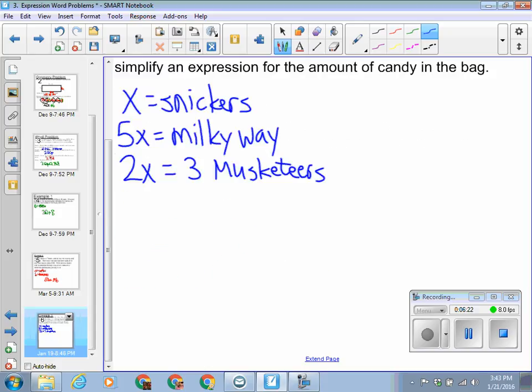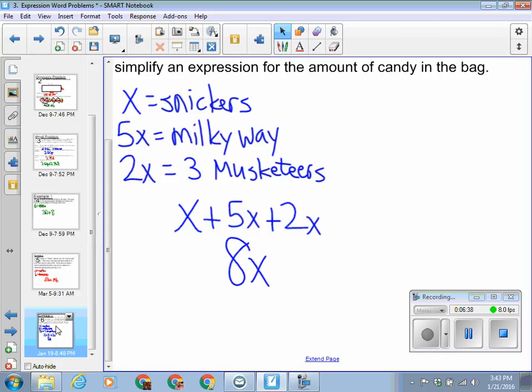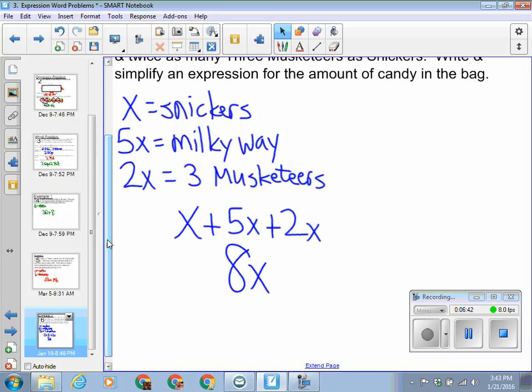So for the total amount of candy, we just have to add them all up. And we always want to be simplified, so we're going to add these three together because they're all X terms. So 5X and 2X is 7X. Add one more X. There are this many pieces of candy in the bag: 8X. However many pieces of Snickers there are, just take that times 8, and we've got our total amount of candy in the bag. This concludes your lesson on expression word problems.